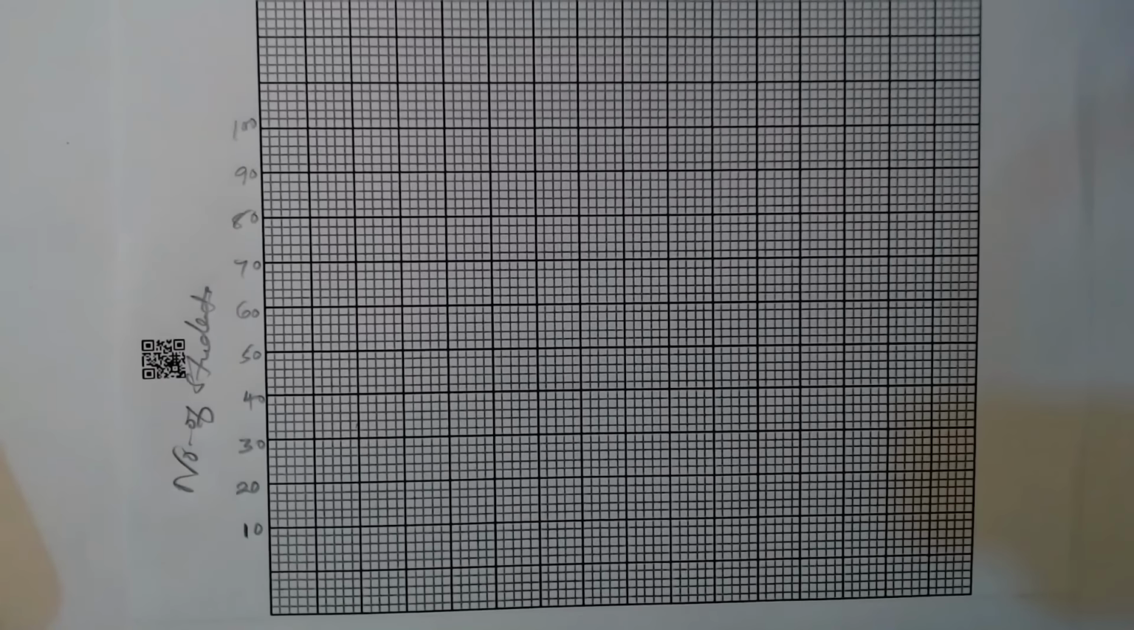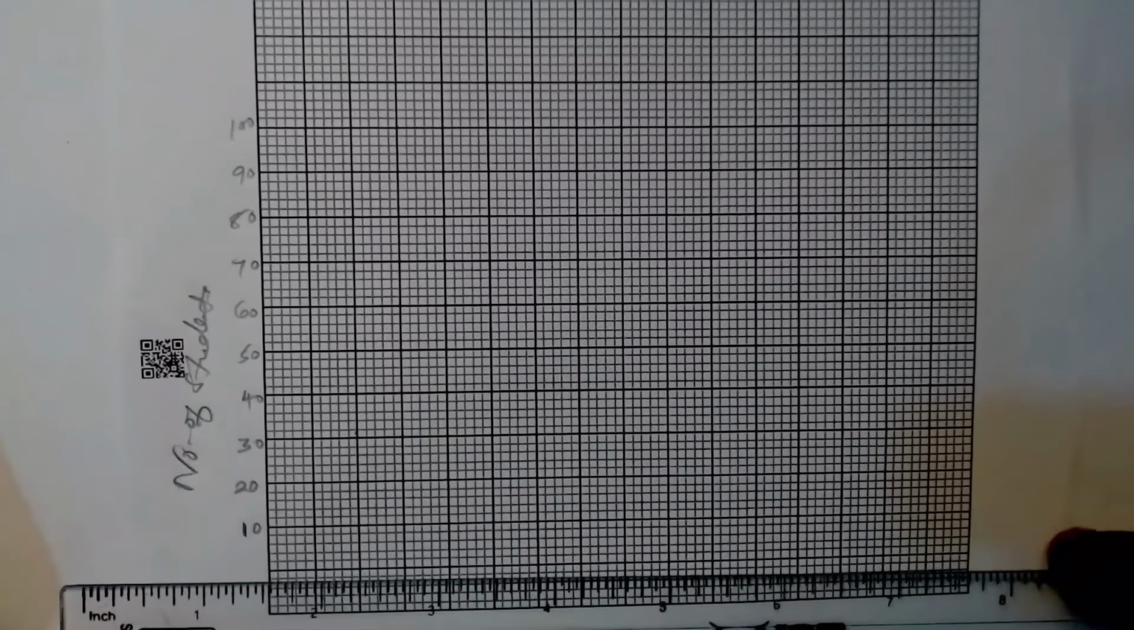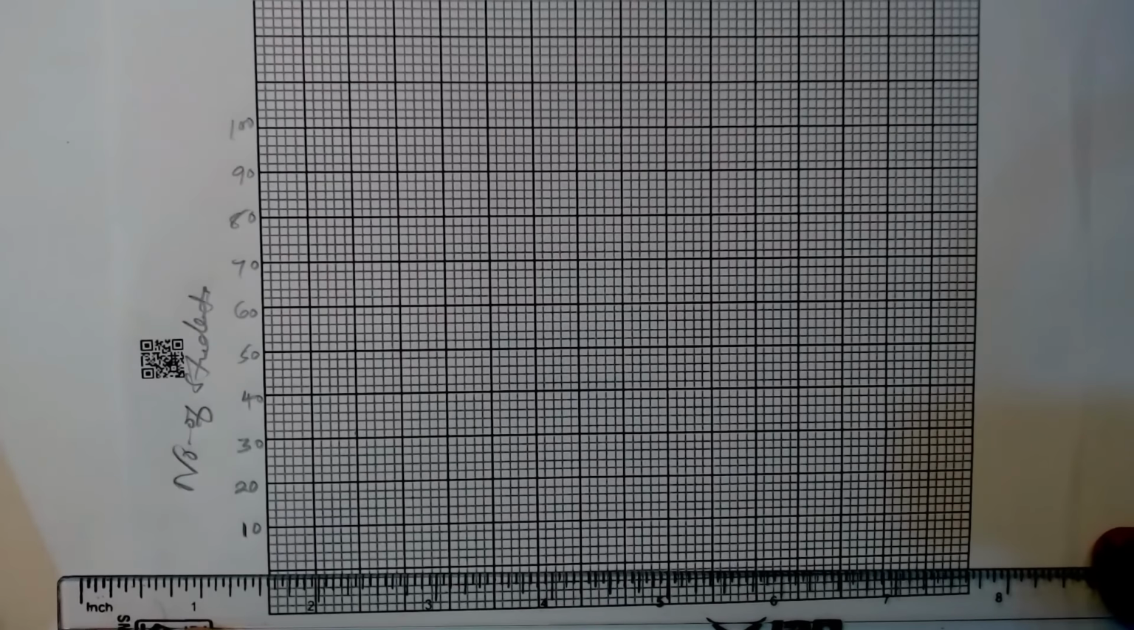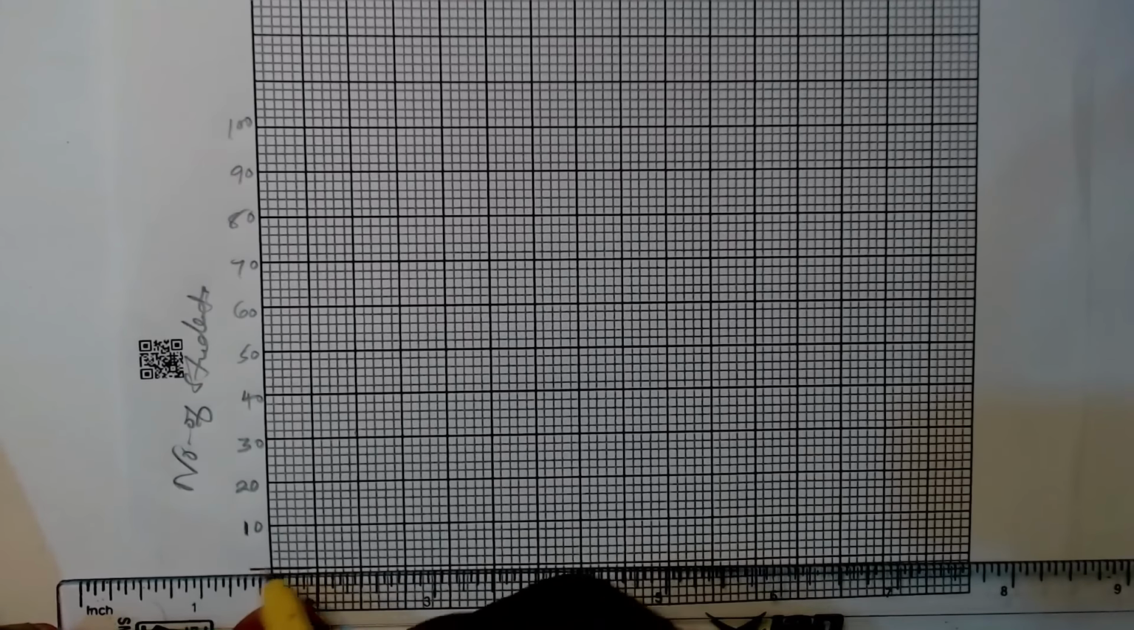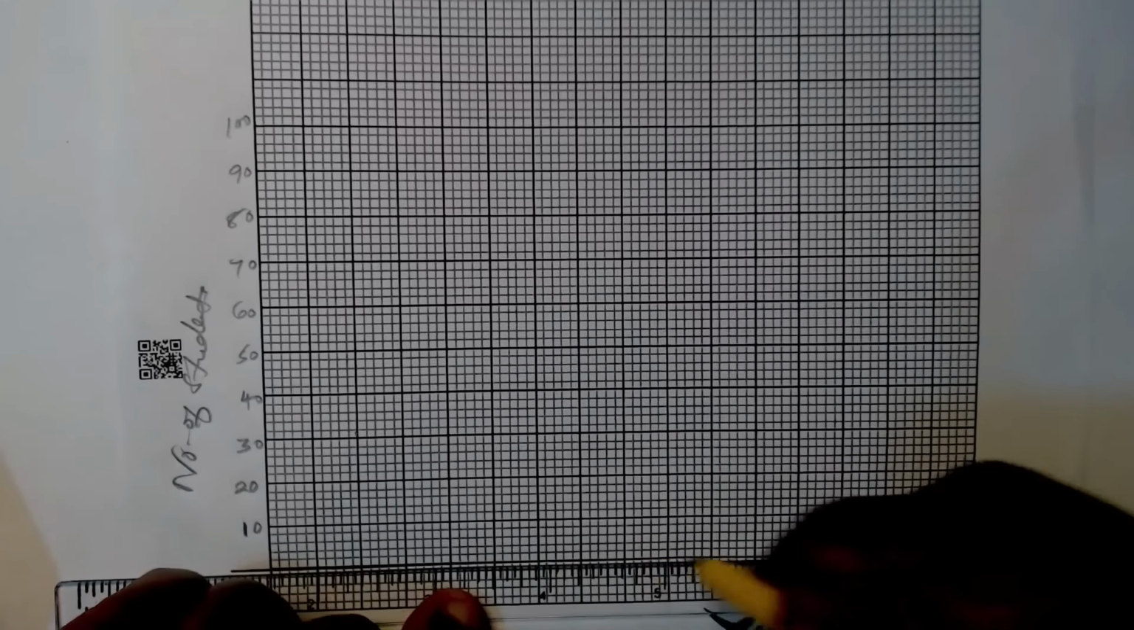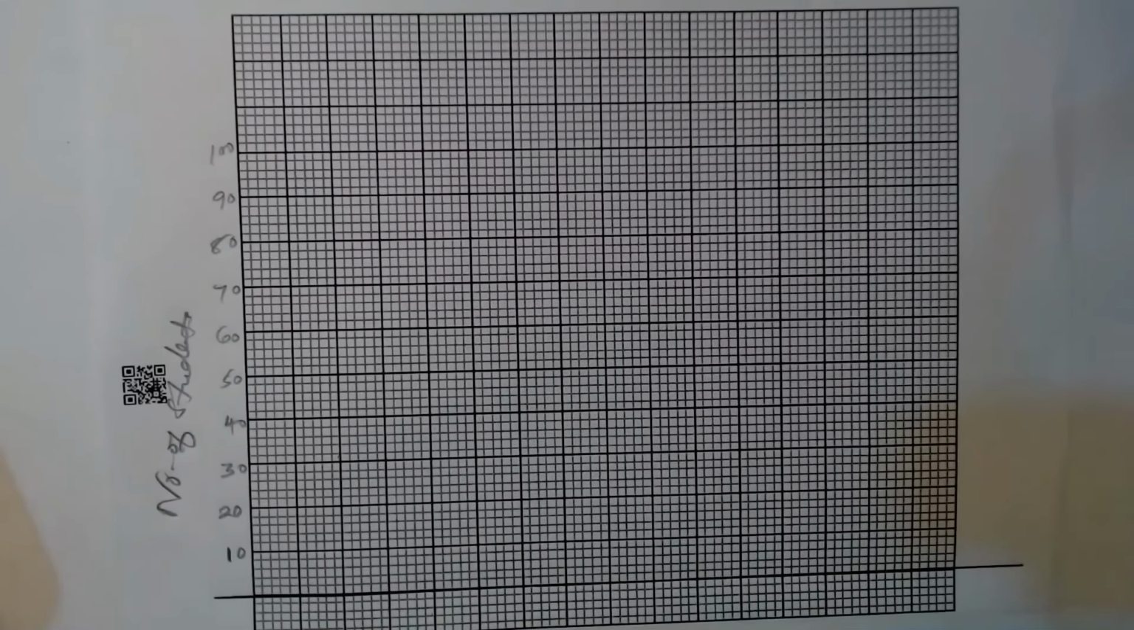Then for the x-axis, I shall use 1 centimeter to represent 5. So let me draw it. 0 will be here, so I'll draw the x-axis. That is the x-axis.